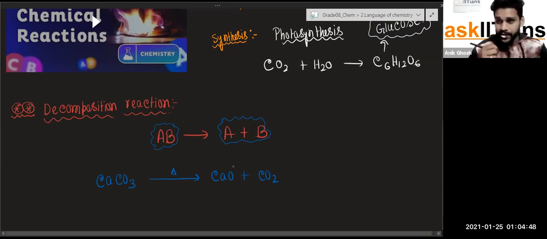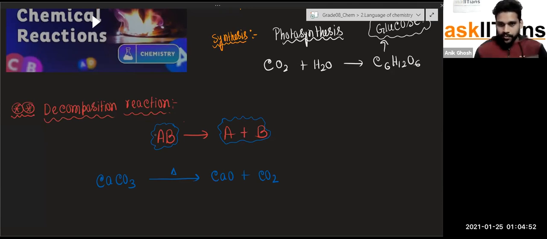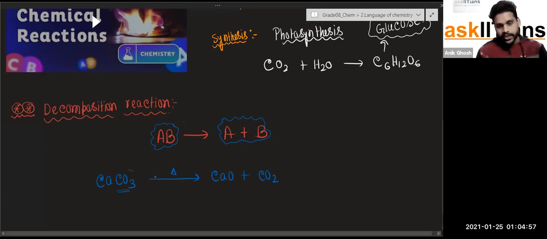You might be thinking this is a very difficult example I have taken. Okay, let me tell you. Whenever you see this carbonate, the CO3 group, that breaks up to give you carbon dioxide. You know about it. Let me tell you where you have heard it.